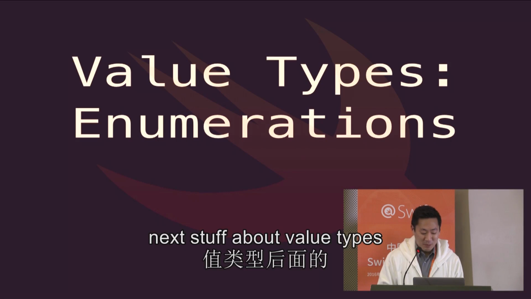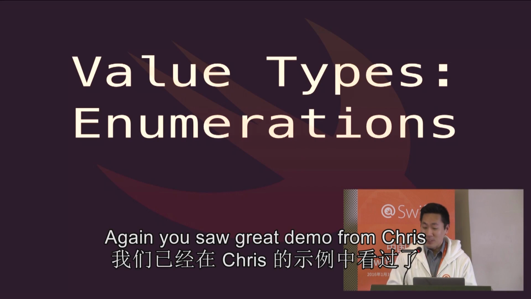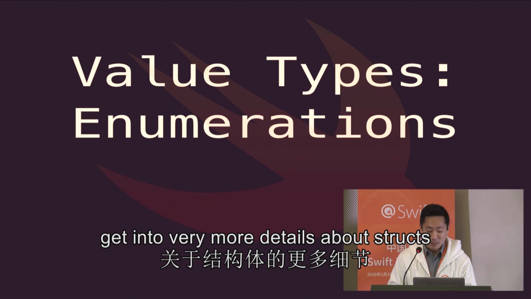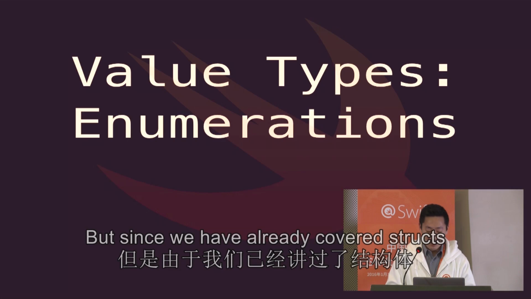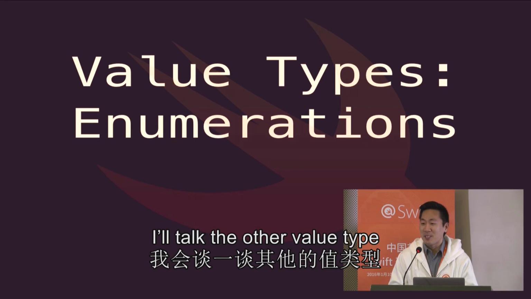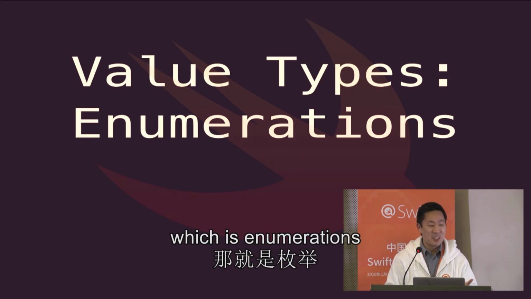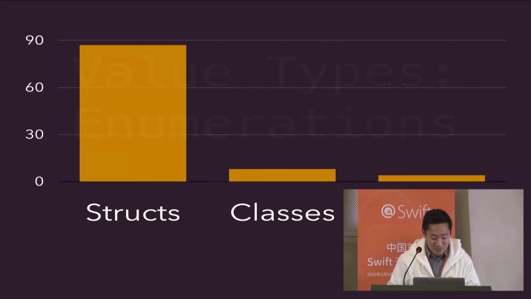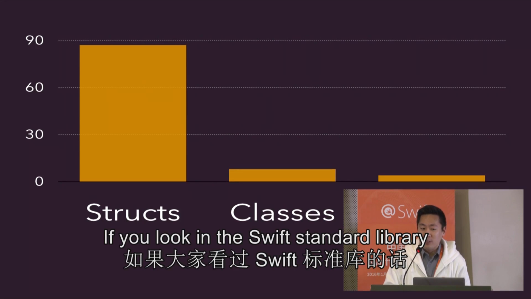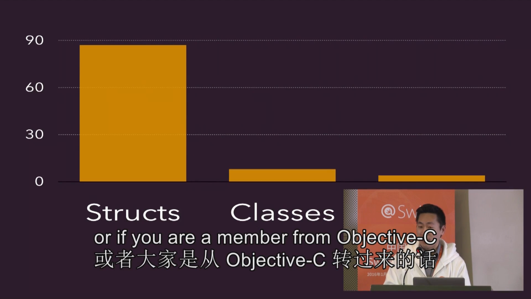All right, next up with value types, enumerations. Again, you saw a great demo from Chris, so I don't need to get into very many more details about structs. But since he already covered structs, I'll talk about the other value type that's like a little brother to structs, which is enumerations.